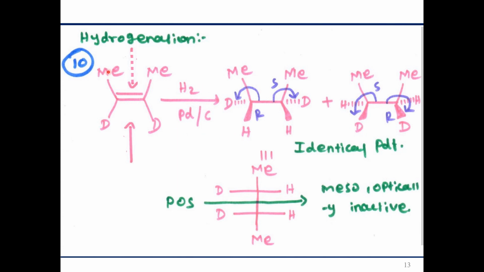I have taken these 2 methyl with a solid bond. You can take deuterium also, and you see both the products are the same because the configuration is the same. I have given the Fischer projection here, which has a plane of symmetry, which concludes this molecule is meso and optically inactive. This reaction is stereospecific because the stereochemical outcome is retained from the starting material, and also this reaction is stereoselective because we are having only one stereoisomer out of 4 stereoisomers.